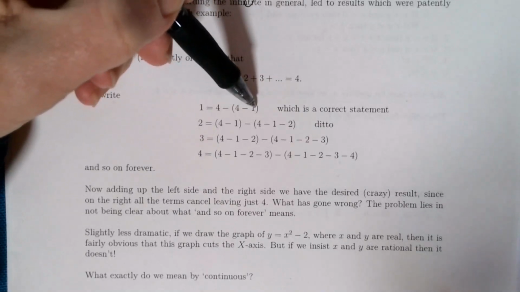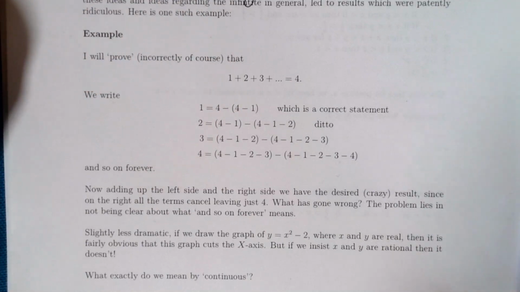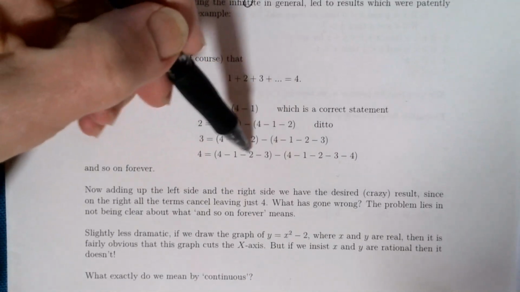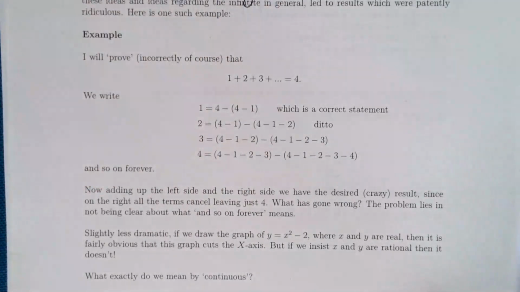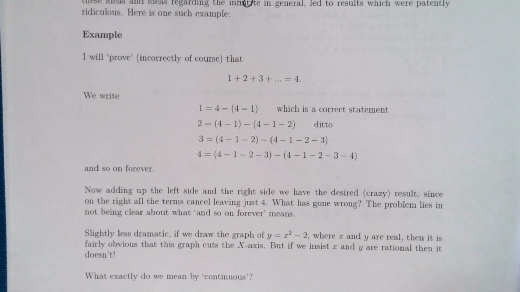The 4 minus 1, the minus 4 minus 1, that term cancels out with this one. This term cancels out with this one. This term cancels with this one. This cancels with the next one, and so on, because it goes on forever. All of them cancel, and the only thing that survives is the number 4.